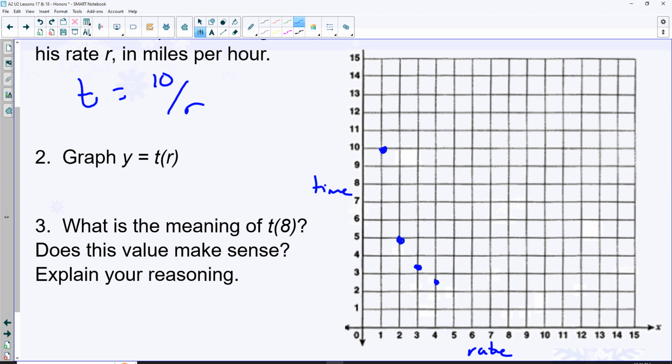And as his speed increases, you're going to notice something. The amount of time savings gets less and less. 10 over 6, 10 over 7, 10 over 8 we know is 1 1/4. 10 over 10 is 1. 10 over 15, if he goes 15 miles an hour, it's going to take him 2/3 of an hour, about 40 minutes. Okay. And so you're going to notice the function is going to do this.